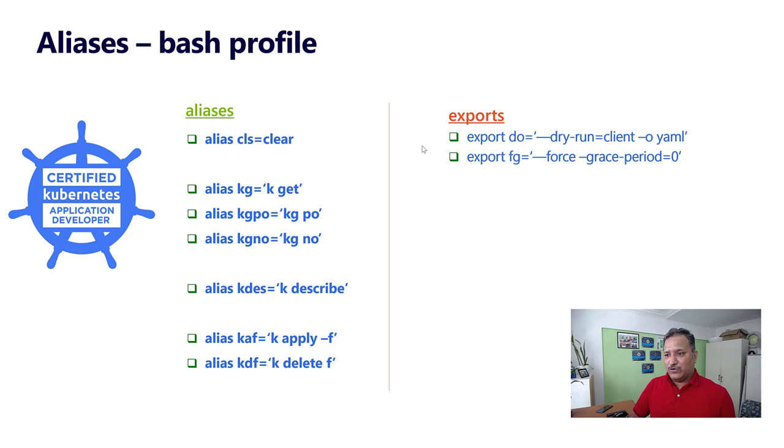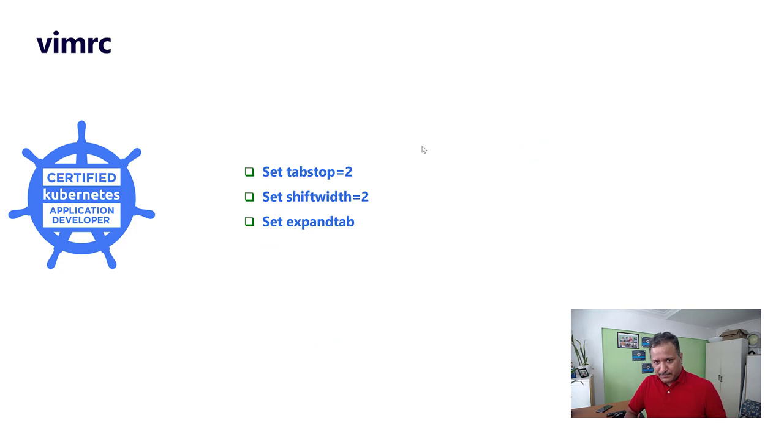Along with this, I also put a couple of export statements, which are quite handy to do things efficiently. First one is to do a dry run and generate a YAML output, so output as YAML and dry run as client. And then also to force delete the resources. You don't want to spend time waiting for the resources to be deleted. So there is this force flag and grace period at zero. So I put them also in my bash profile.